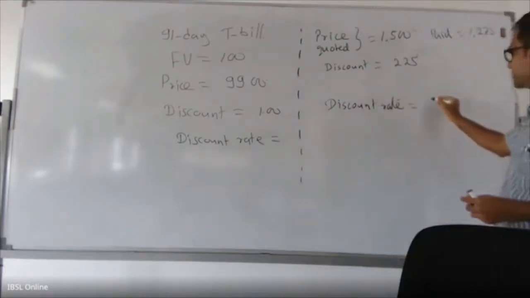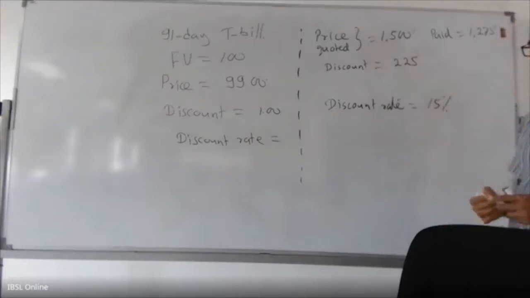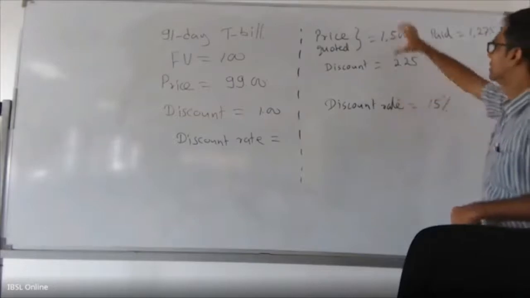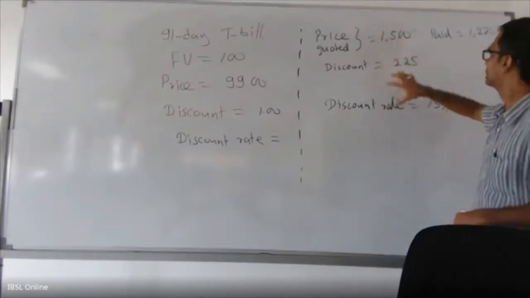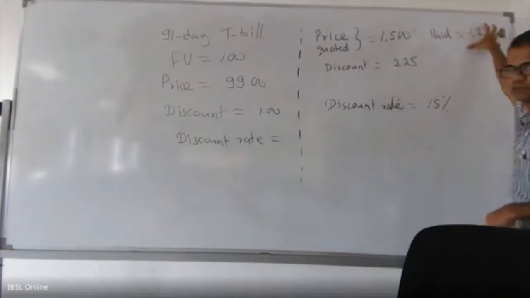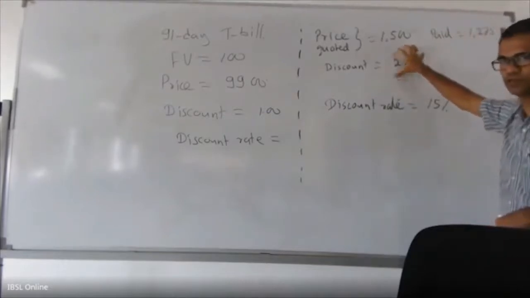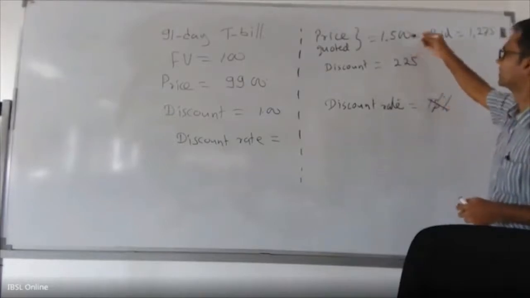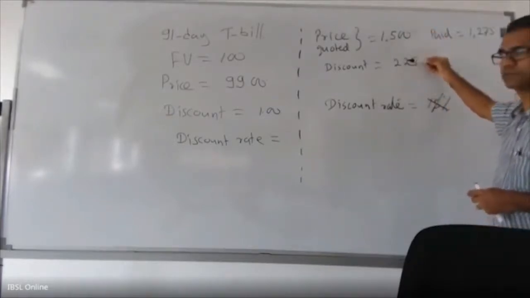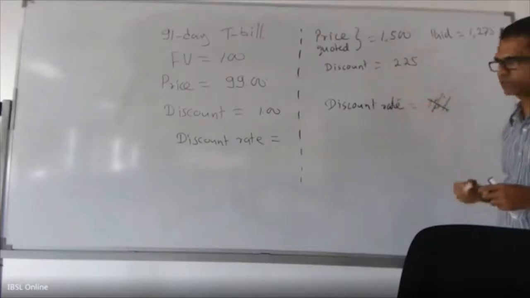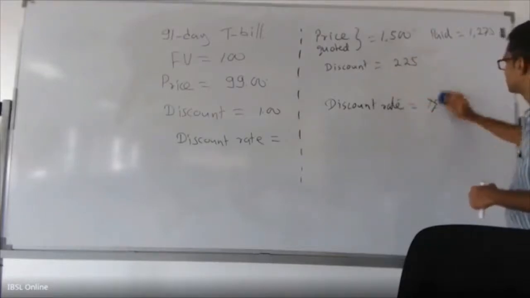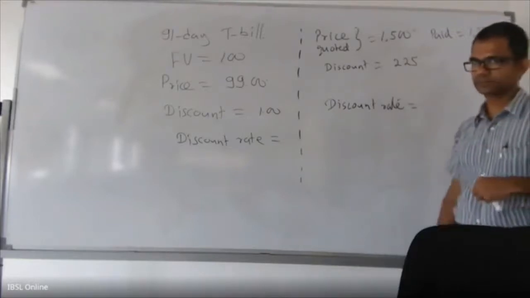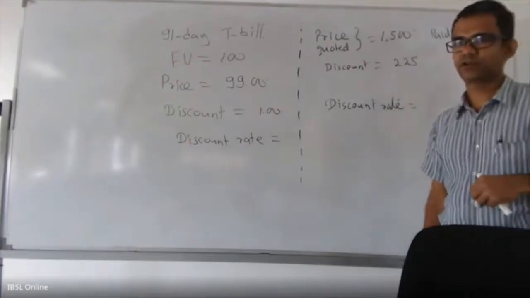So it should be 15%. We did the calculation considering a discount rate of 15% of 1,500. The price that we paid is 1,275, or the discount that we received is 225. So now the question is, if this information is given, price quoted and the discount amount, how do you calculate the discount rate?